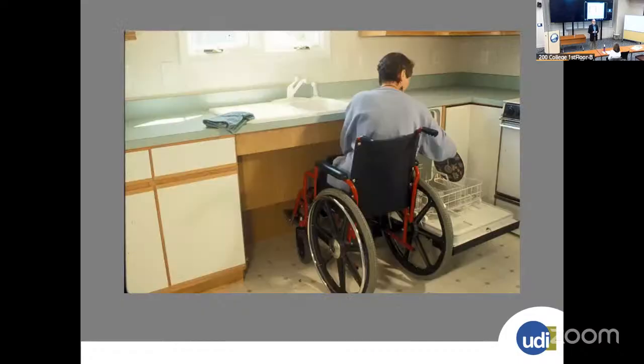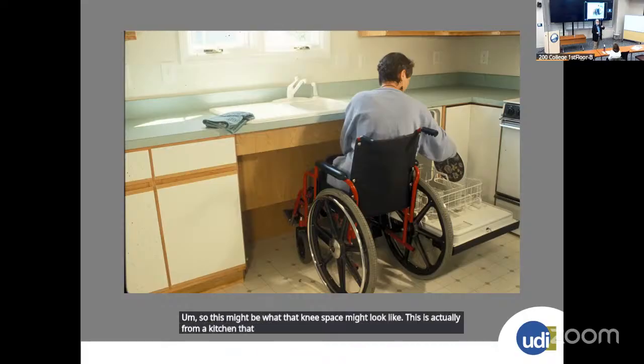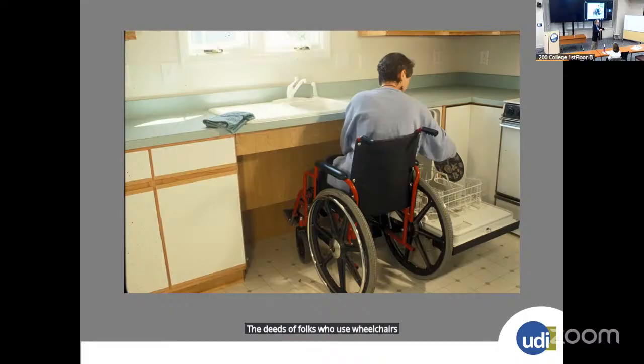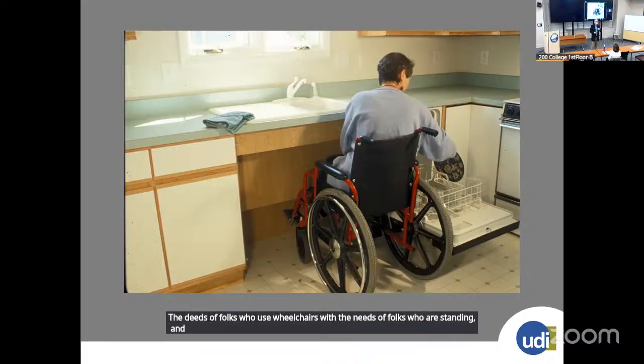Again, all detailed in the manual. We're making progress here. So this might be what that knee space might look like. This was actually from a kitchen that my colleagues did in Raleigh years ago that tried to say, we're experimenting, but how do you make a universally designed kitchen? Something that straddles the needs of folks who use wheelchairs with the needs of folks who are standing. And this is one option.